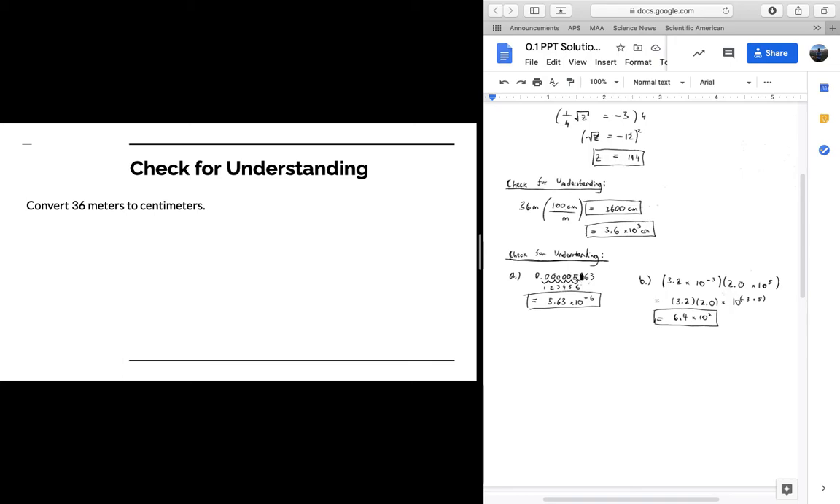So a quick check for understanding: convert 36 meters to centimeters. What we take note of right here is that first we want to convert to our base unit. Our base unit for distance is meters, so we've already completed that first step. Now we need to convert our base unit to centimeters. So we're going to have 36 meters times 100 centimeters per meter. Again, we want to cancel out the meters, so the meter is going to be in the denominator. Centimeters is what we want, so centimeters will be in the numerator, and now we need the conversion ratio between centimeters and meters, which is 100 centimeters per meter. So we're going to have 36 times 100, which equals 3,600 centimeters.